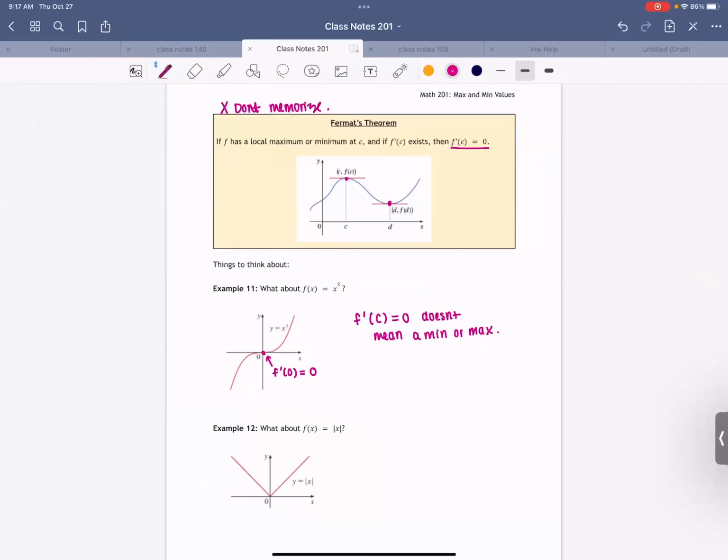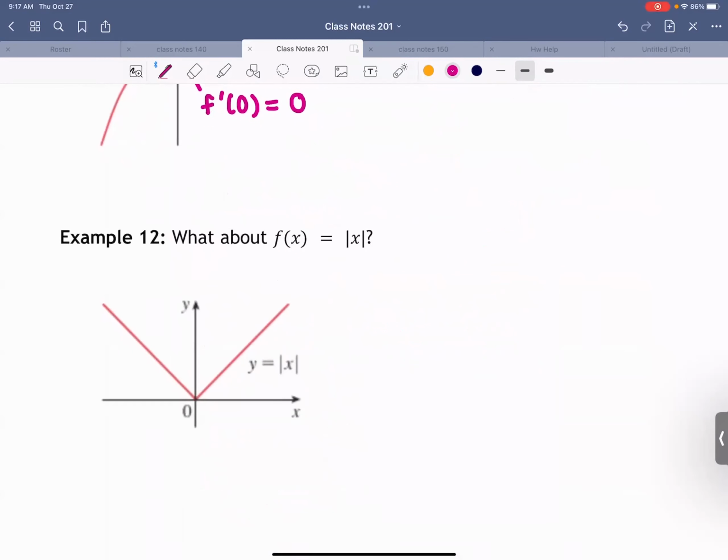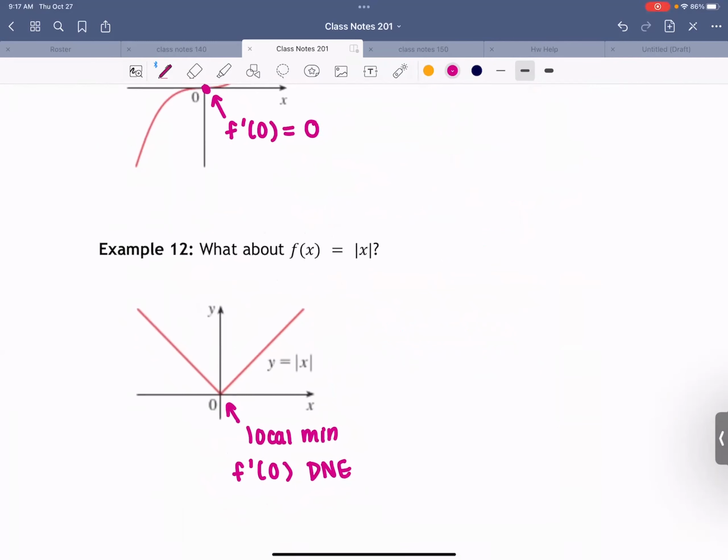Fermat's theorem, remember, says if we have a local max or min and the derivative exists, then f prime of c is 0. Well, I do have an absolute and local min here, right? This is a local min. The derivative doesn't exist, right, Sam? So f prime of 0 doesn't exist. Okay, well, I thought the derivative was supposed to be 0 every time we had a local max or min. What's going on here?